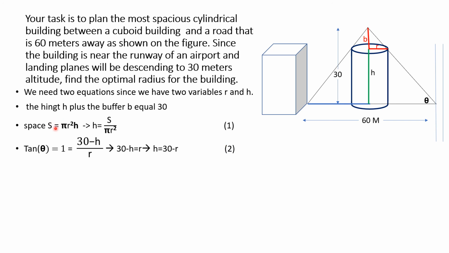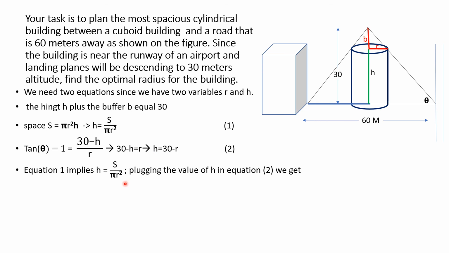Equation number 1 is about the space. So the space S of the building is going to be pi r squared times h. Pi r squared is the area of the circle, times h. That's going to give us the volume, which is the space. So from this equation, S equal to pi r squared h, we can solve for h. So h will be equal to S over pi r squared. This is the first equation. And the second equation gave us h equal to 30 minus r. Now we have to plug in the value of h over here, and that's what we're going to be doing next.